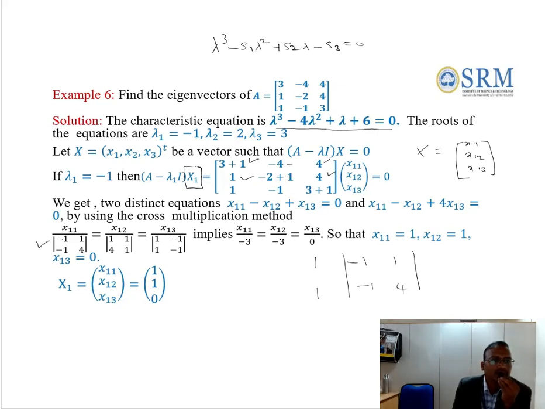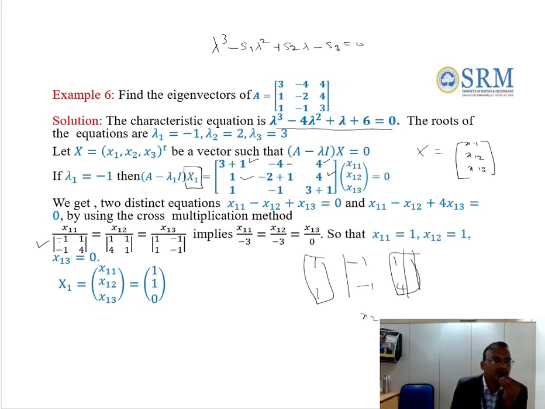Look at this here: 1 minus 1, 1 4. Similarly, to find the value of x2, first you take this column, and then the second column will be like this, so that is 1 4 1 1. Then find the determinant. Similarly, to find the value of x3, you remove the third column and take the first two columns, that is 1 1 minus 1 minus 1, which gives the value of x13.